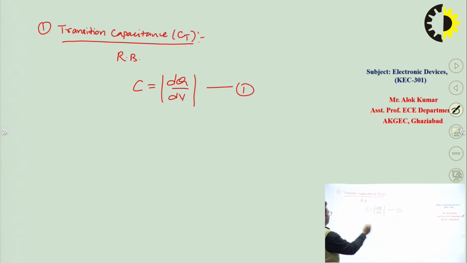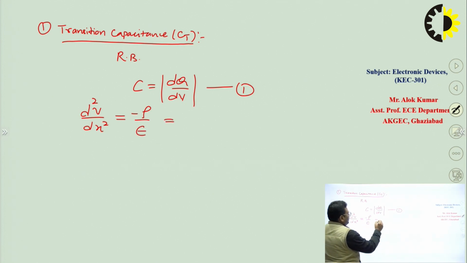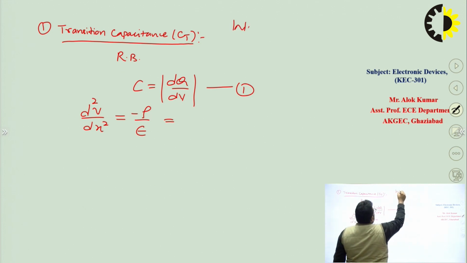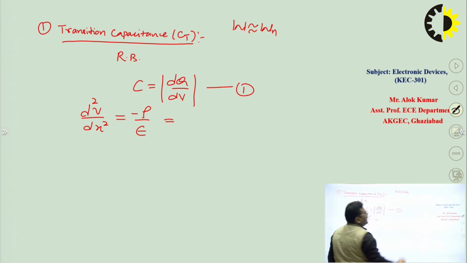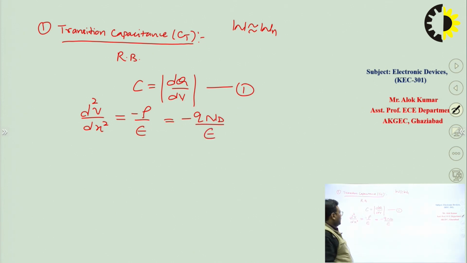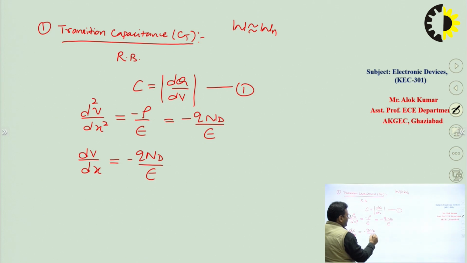Now what is the Poisson equation? The Poisson equation is d square V over dx square is equal to minus rho upon epsilon. What is rho? Rho is the charge density. So what have we considered? We have considered W is approximately equal to Wn, so this charge density can be written as minus q into Nd upon epsilon, right? Now if I integrate this equation, after integrating I will get dV by dx equal to minus q into Nd upon epsilon into x, right?